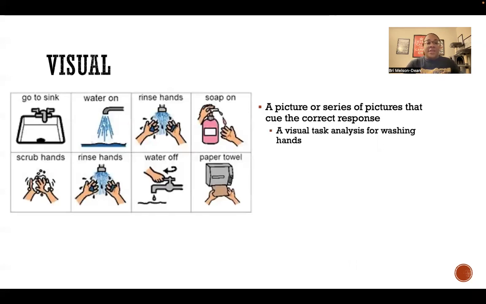Visual prompts, just as they sound, are a picture or a series of pictures that cue the correct response. My example here is a visual for washing hands. Say I take my learner to the sink and I say, okay, we need to wash our hands. They would follow along with each visual to cue them to act accordingly.